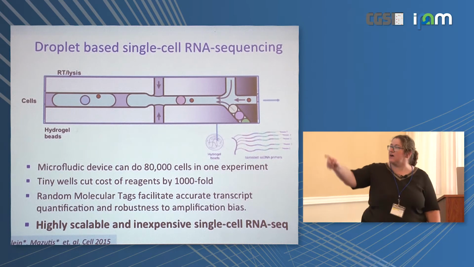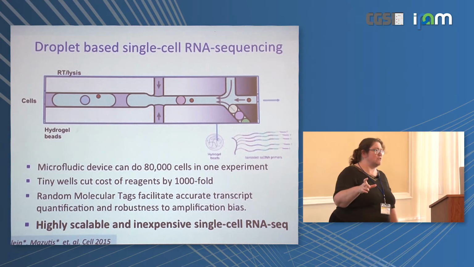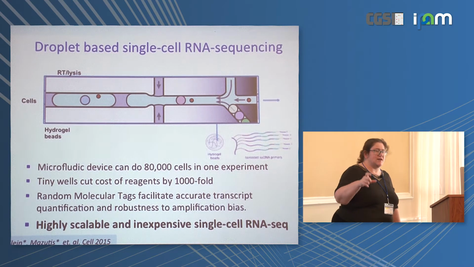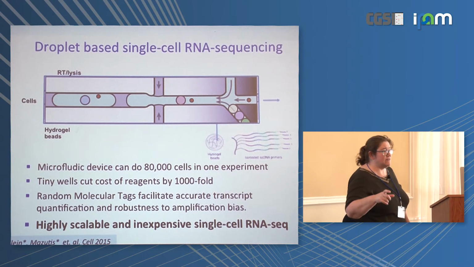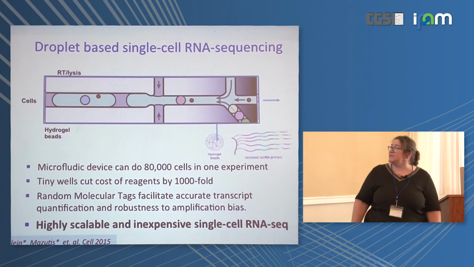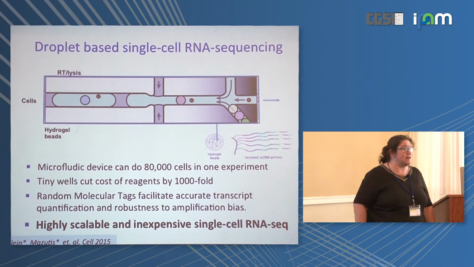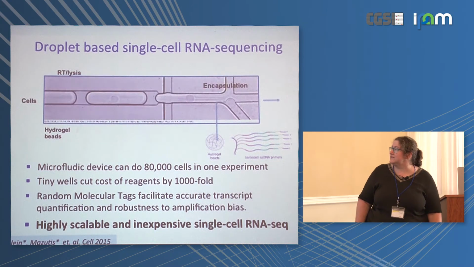So in the process of RT in these droplets, each molecule, each transcript gets barcoded with a random molecular tag, so we know its identity after it's amplified and where it came from. Now, in this microfluidic technology, we can capture thousands and tens of thousands of cells at once in a very cheap way. I'm going to show you a little, this is a microscope.